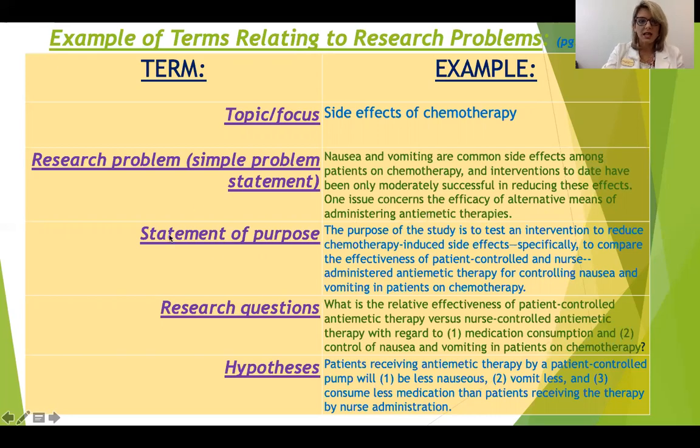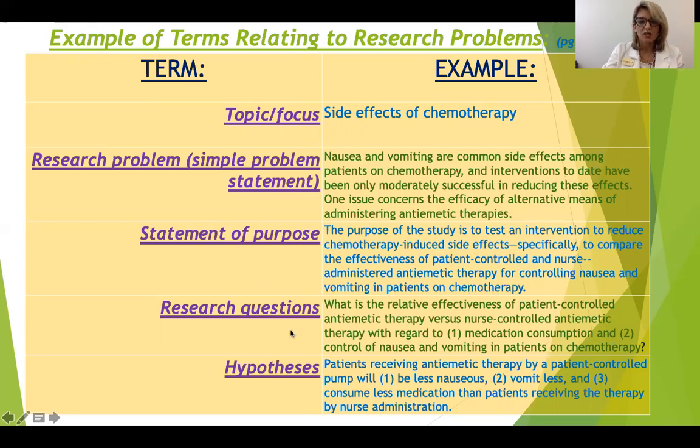All right, let's see. What's our statement of purpose here? The purpose of the study is to test an intervention to reduce chemotherapy-induced side effects, specifically to compare the effectiveness of a patient-controlled and nurse-administered antiemetic therapy for controlling nausea and vomiting in patients on chemo. Okay, so they want to see the difference. If the patient gives it to themselves versus the nurse giving it to them, which one is going to have more effect on the patient? So if the patient takes the antiemetic therapy themselves versus the nurse coming around and handing them the medicine, how are they going to have better control over their nausea and vomiting?